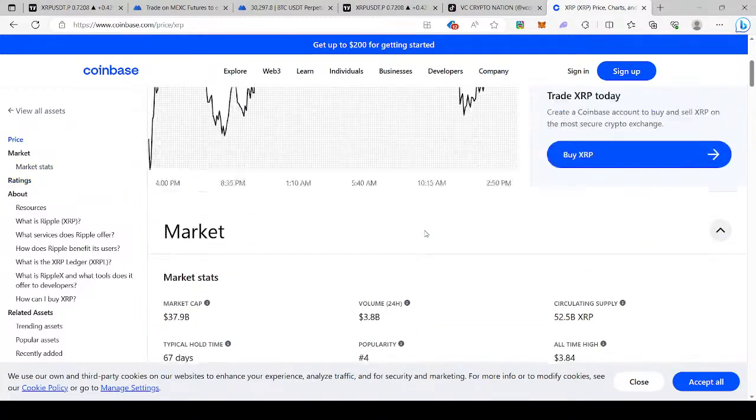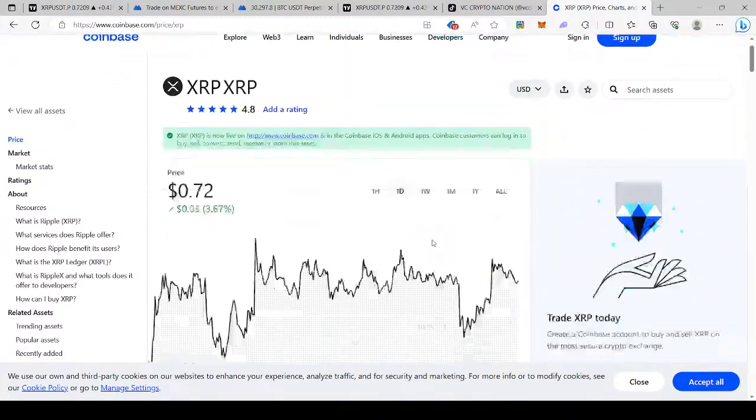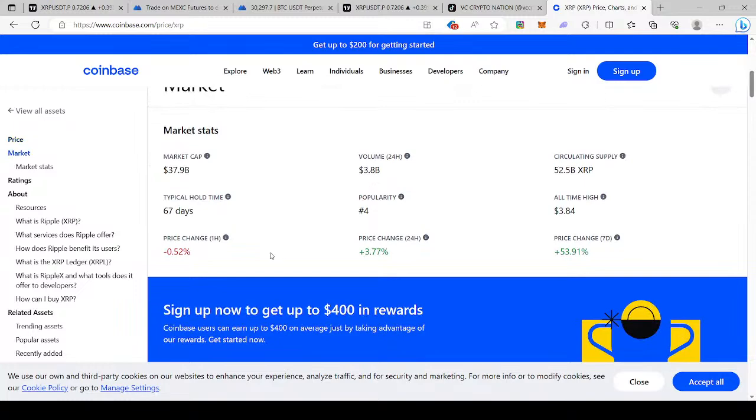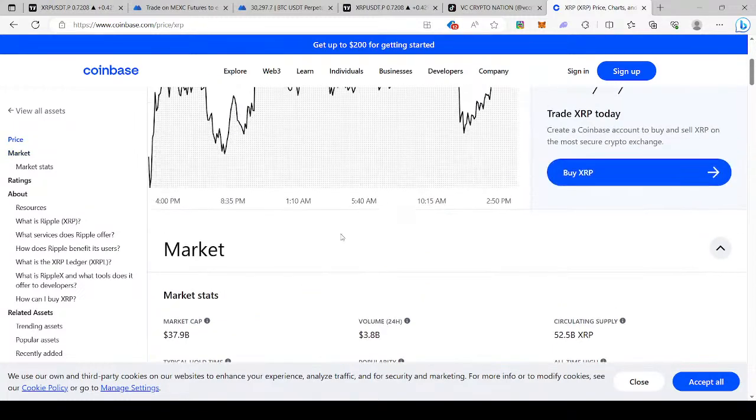So I'll take a look. I see what you're saying on the 3.8 billion in volume, but I can't see where it would have the breakdown. But we'll come back into that, man. That's a good question.